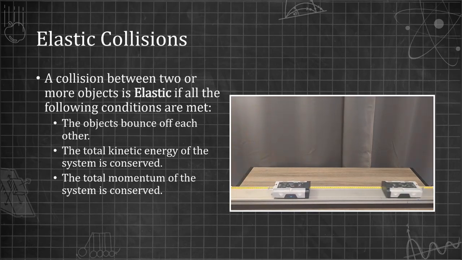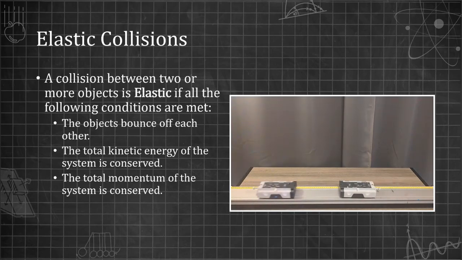We consider a collision to be elastic if the objects bounce off of each other, if the total kinetic energy of the system is conserved, and the total momentum of the system is conserved. All of these conditions have to be met for the collision to be elastic.